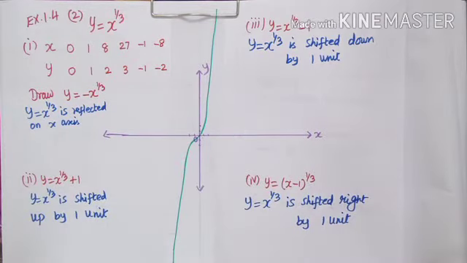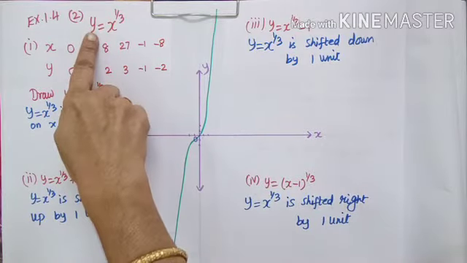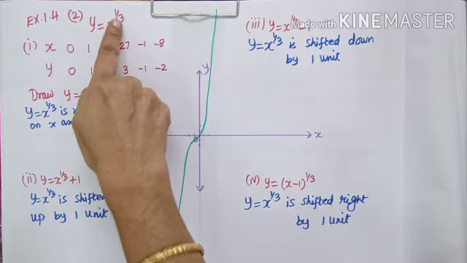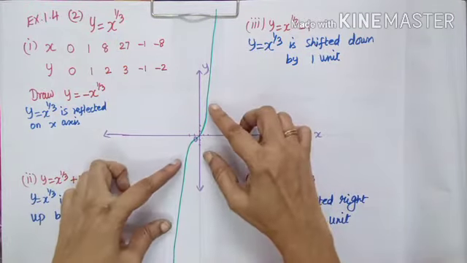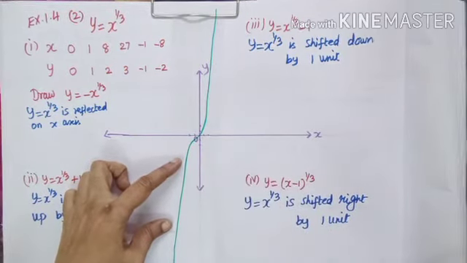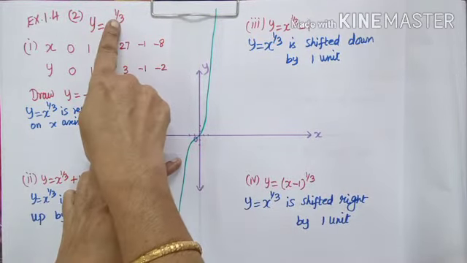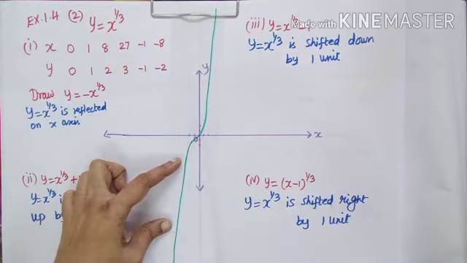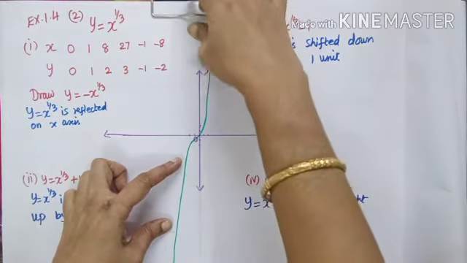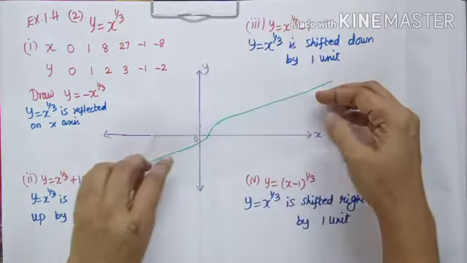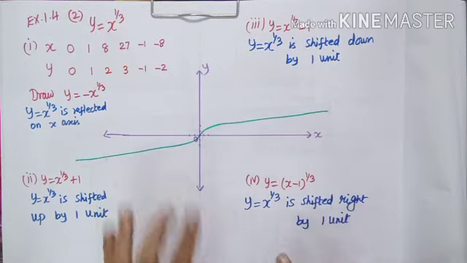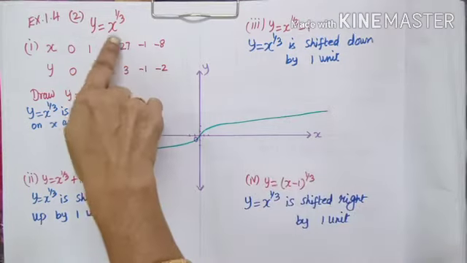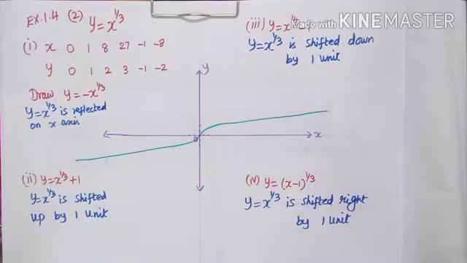Exercise 1.4, question number 2. Given y equals x power 1 by 3. Let us remember y equals x cube is drawn like this. X power 1 by 3 is the inverse function. How should I draw? It will be reflection about y equals x. So this is the diagram: y equals x power 1 by 3.